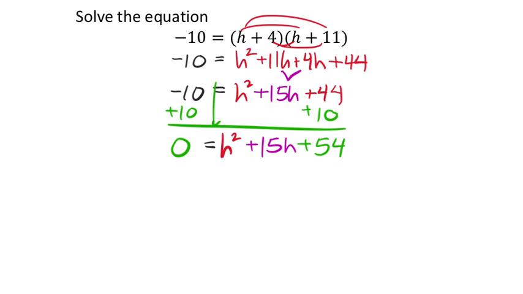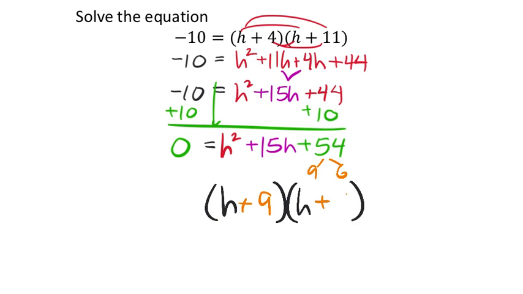The good news here is that I'm going to skip the factoring by grouping because the leading coefficient is 1. So we need the two factors of 54, right? Since the leading coefficient is 1, we're going to split this up into two binomials with h. But we just need the two factors that add up to 15, right? It's 9 and 6, a positive 9 and a positive 6. Now remember, this still equals 0.